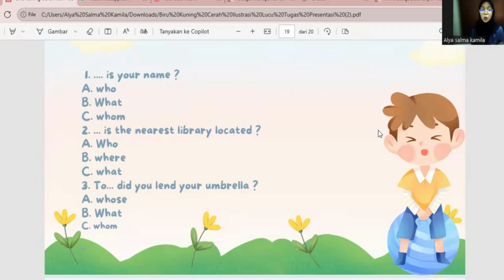And number 3, to blank did you lend your umbrella? The answer is whom. We use whom because it refers to the object, the person who received the umbrella. The sentence starts with the preposition to, so grammatically it's formal to use whom. Grammar structure: preposition plus whom plus did plus subject plus verb. "To whom did you lend your umbrella?" In everyday English, people may also say, "Who did you lend your umbrella to?" which is more natural but less formal.